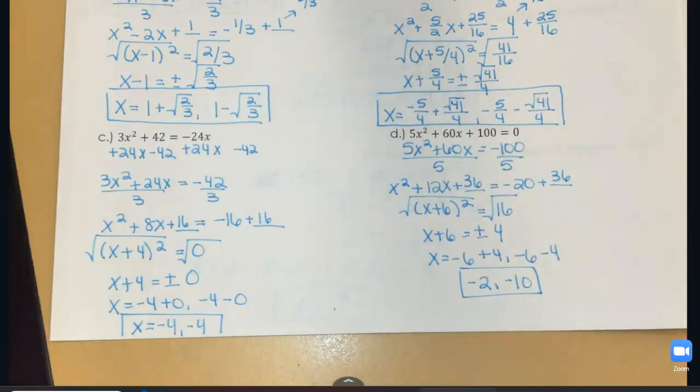solutions. Okay, I'm running low on time, so I'm going to record the rest of this in a second part.